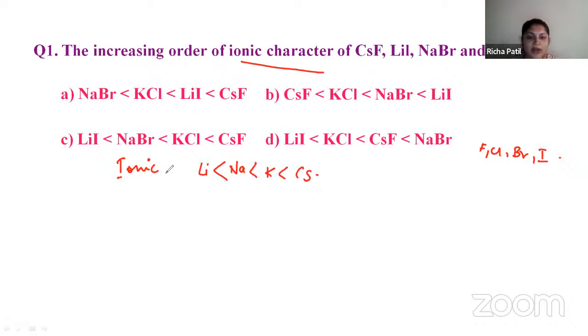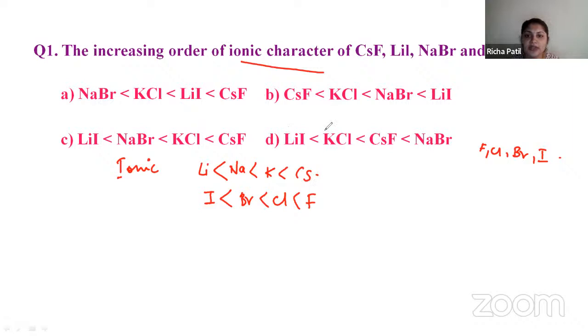This is the order of positivity, and this is the order of negativity. The order of electronegativity: iodine is less than bromine, which is less than Cl, which is less than F. So which will have the highest ionic character? Ionic character increases with the increase in difference between the electronegativity of the bonded atoms.